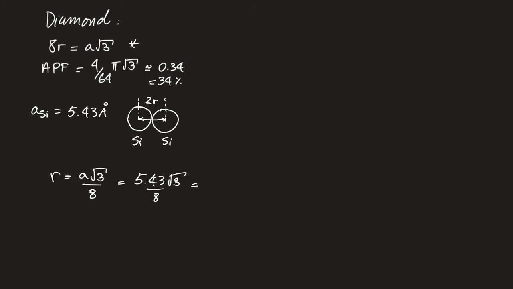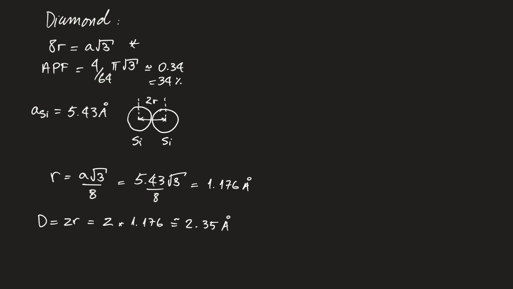It gives us 1.176 angstroms, and the distance between two nearest neighbors, center to center, will be 2r. 2 times 1.176 comes to 2.35 angstroms. So this is the distance between two nearest neighbors in the diamond lattice in the silicon structure.